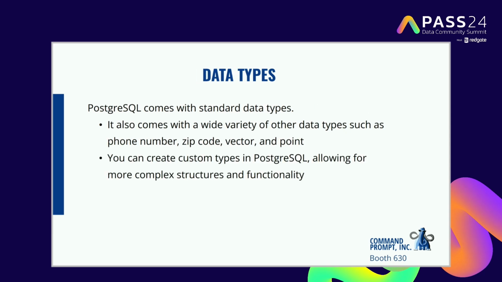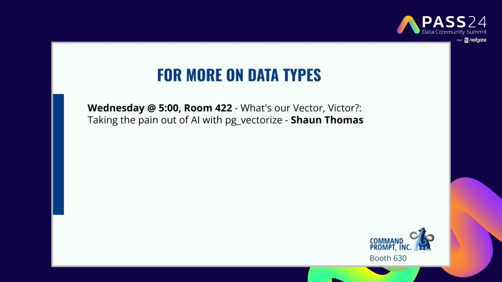Okay, data types in Postgres. They're not all the common ones, but a lot of the common ones. We have your int, your bigint, your character, those fun ones, but it also comes with a wide variety of other data types, such as phone number, zip code, vector, point, and you can also, of course, create your own data types if you want. If you're interested in more information on the vector data type, there's a presentation for that.